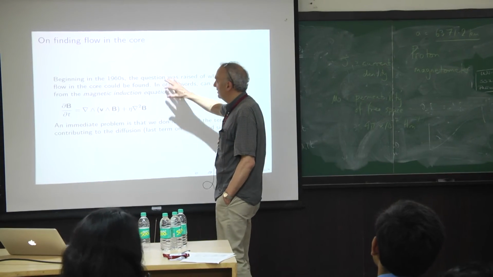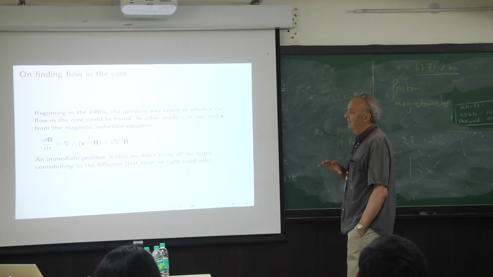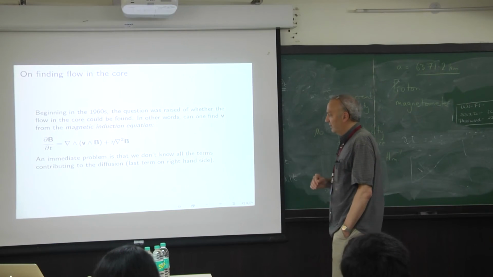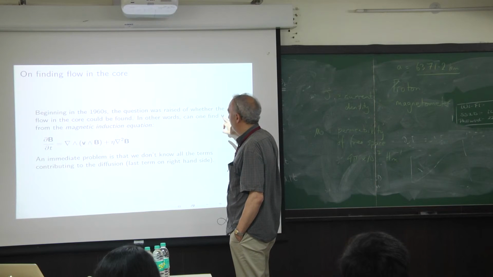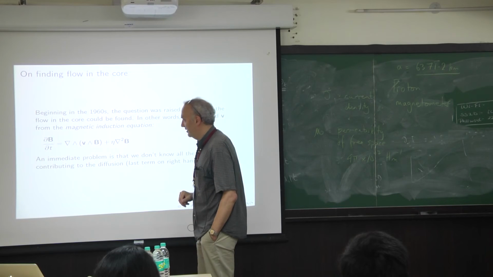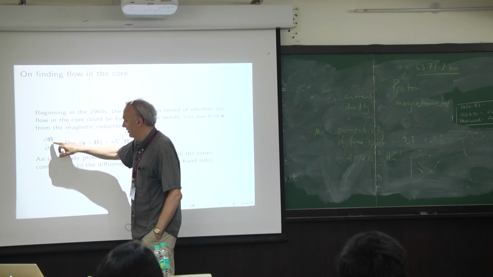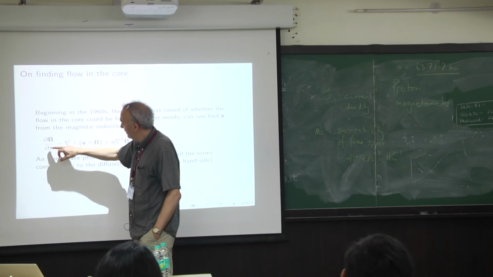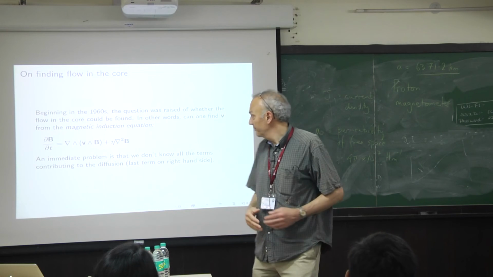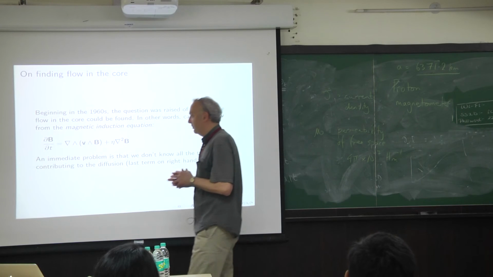It was very much an activity that began in the 1960s, the question of whether you could find the flow at least at the top of the core. The question was, could you find the flow V in the magnetic induction equation that is responsible for the secular variation? We've now got observations of dB/dt, the rate of change of the magnetic field with time, and can we find the flow that is responsible for that?